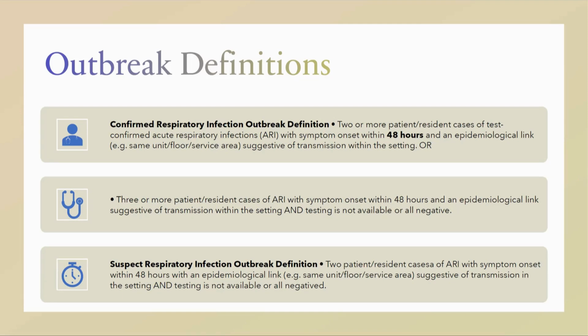Or three or more patient or resident cases of ARIs, which is acute respiratory illness, with symptom onset within 48 hours and epidemiologically linked, suggestive of transmission within the setting, and testing is not available or all negative. So, hey, you know what? I have some people who are ill, they're sick, there's a respiratory illness. I've tested for COVID, it's negative, but something's going on.